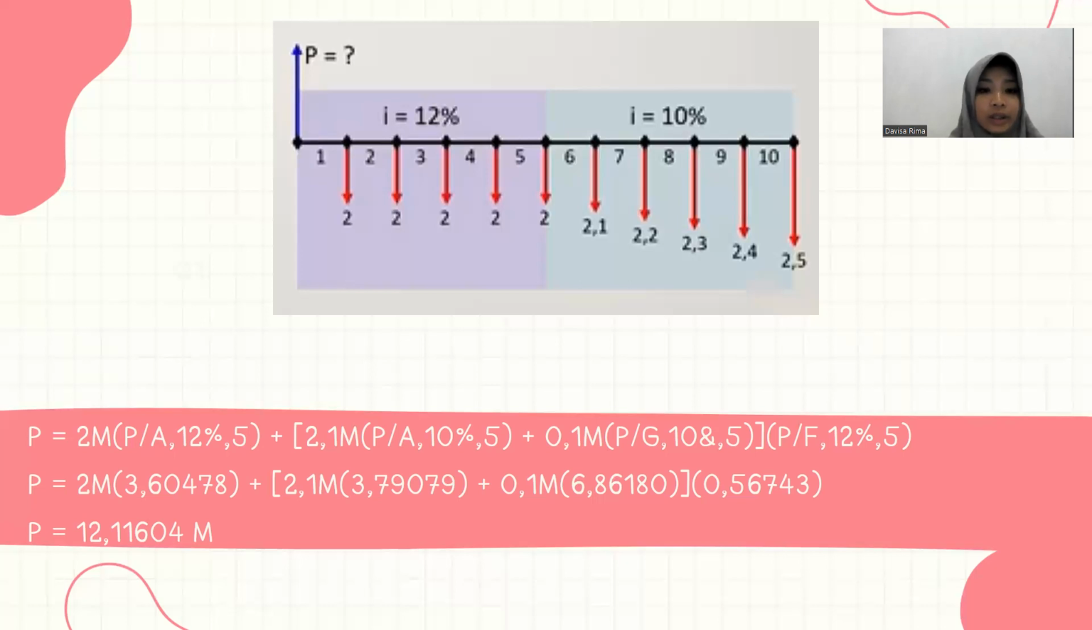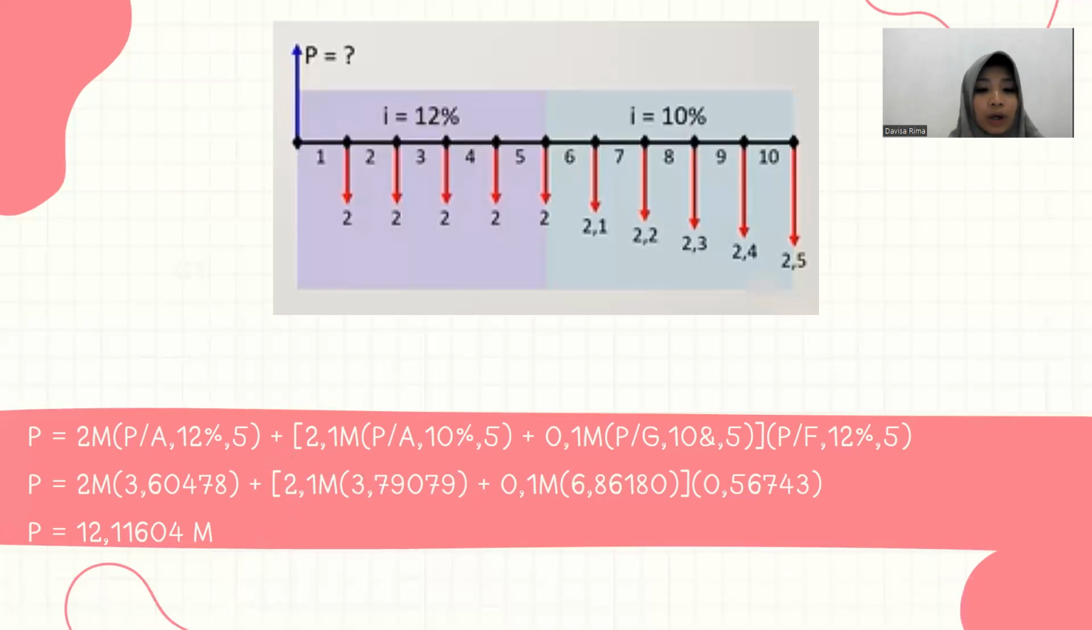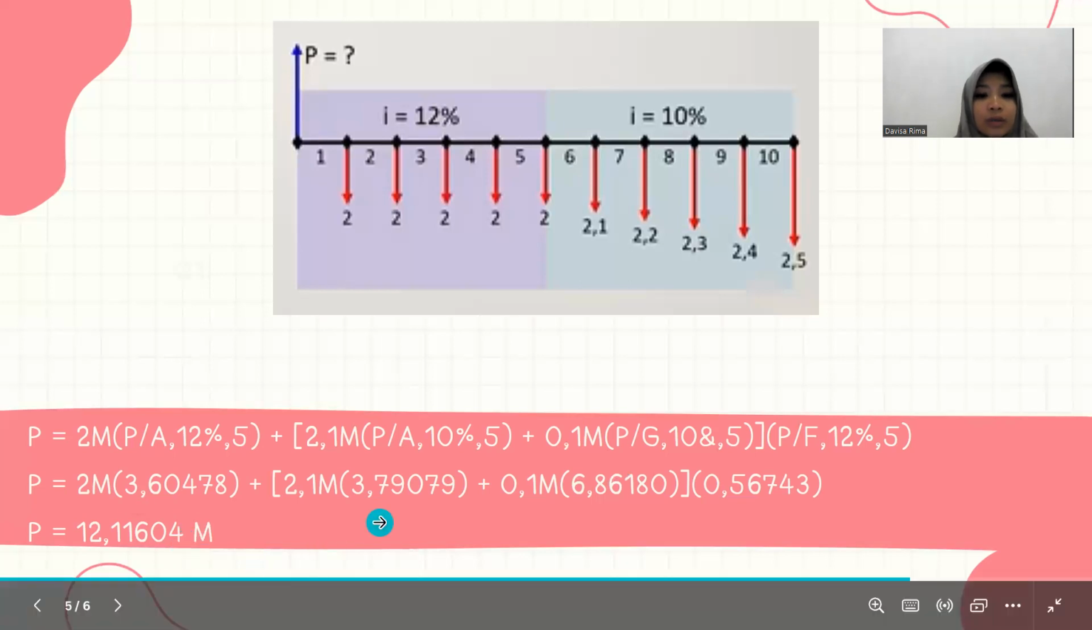So, let's enter the values in this interest table into our equation. So 2 billion multiplied by 3.6 plus 2.1 billion multiplied by 3.7 plus 0.1 billion multiplied by 6.8 multiplied by 0.5, and if we calculate it, we will get that the value is 12.11 billion. Thus, we get the present value of the building rent of 12.11 billion.